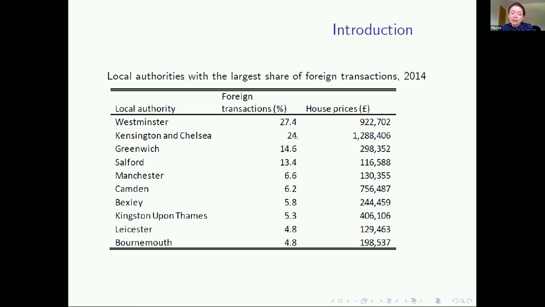Kensington and Chelsea have quite a high share, and then Greenwich, then you see Salford and Manchester, more Salford than Manchester. I will tell you, Salford here, it's quite high, and I looked at this a bit more, and it has a lot of Chinese investment. Salford is also where the BBC studios are located. So there is a lot of Chinese investment there in the data, and that's what explains this relatively large share of foreign transactions. And you also see a lot of regional variation on house prices.